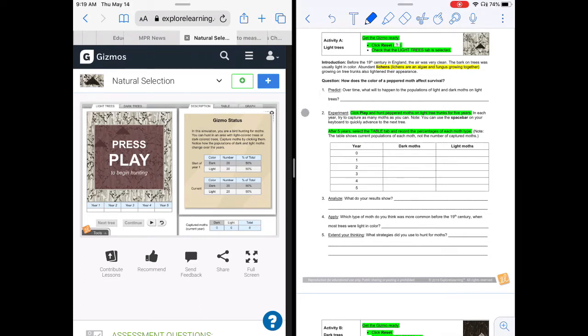Now, using the simulation, you're going to be doing an experiment. So you're going to click on play and hunt the peppered moths on the light tree trunks for 5 years. In each year, you're trying to catch as many moths as you can. You can use the spacebar to move to the next tree if you have a computer that you're using. After 5 years, we're going to do some recording of some data. So I'm going to pause the video and go through and do this, and then we'll look at the data.